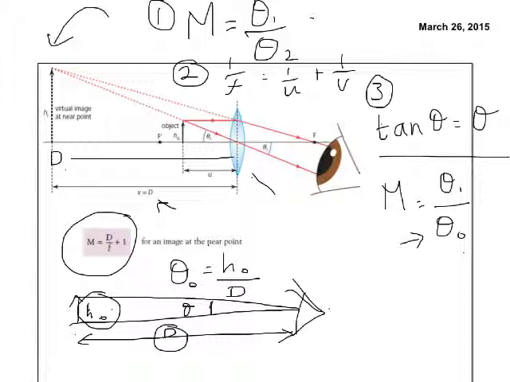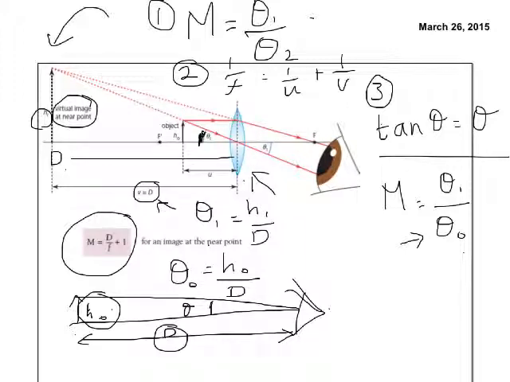When we use a magnifying glass, we are basically doing this exercise for a virtual image at the near point. When that's the case, the angle here can be worked out by dividing the height of the image by the distance D. So in this case, the angle of the image is equal to H1 over D.